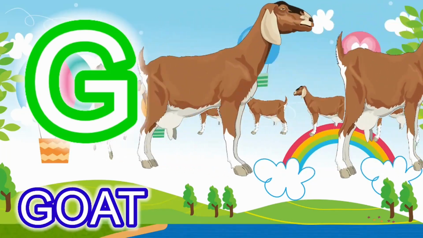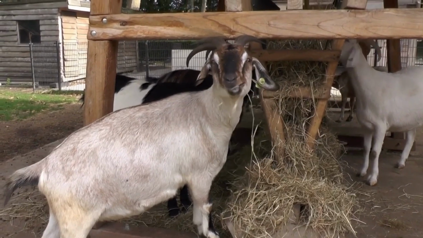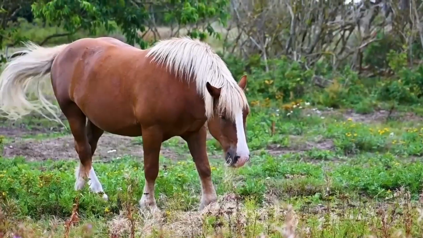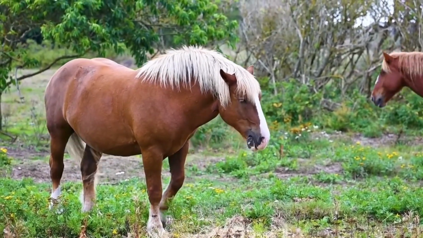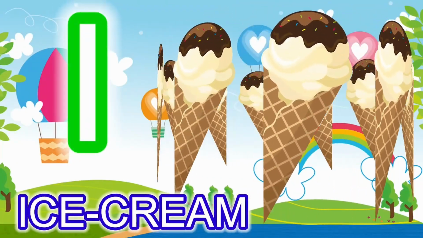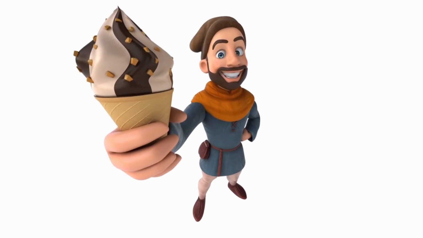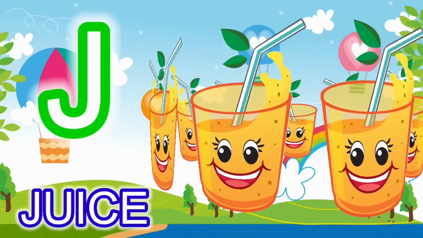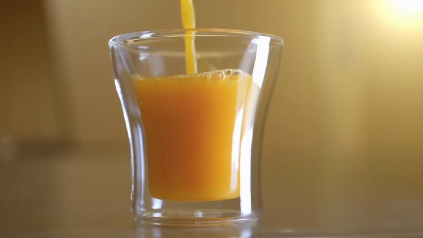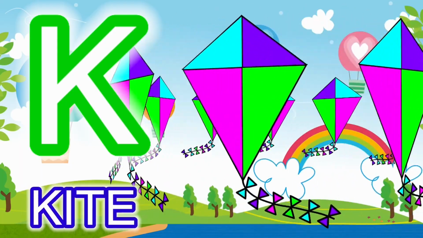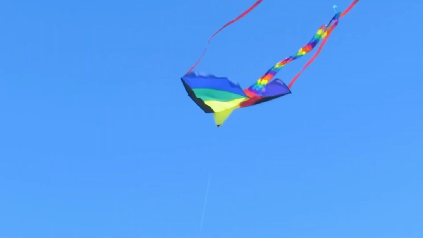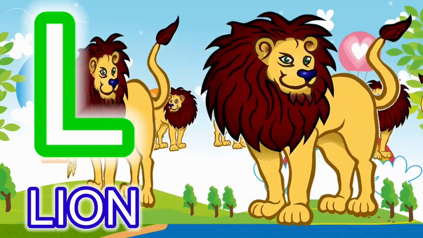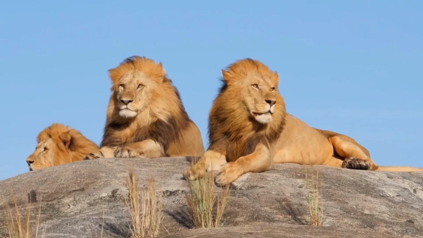G for goat. H for horse. I for ice cream. J for juice. K for kite. L for lion.